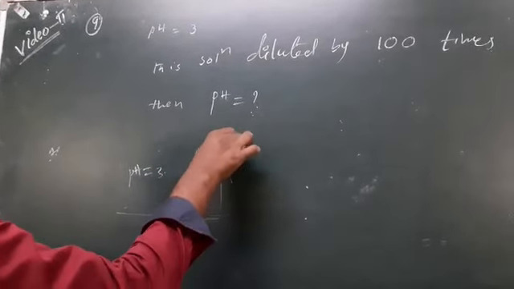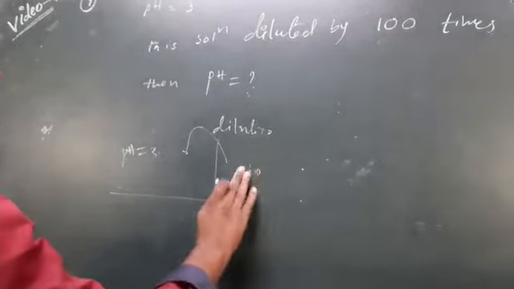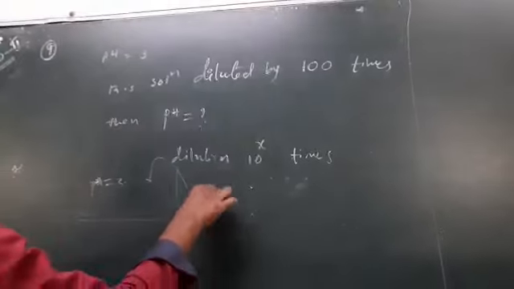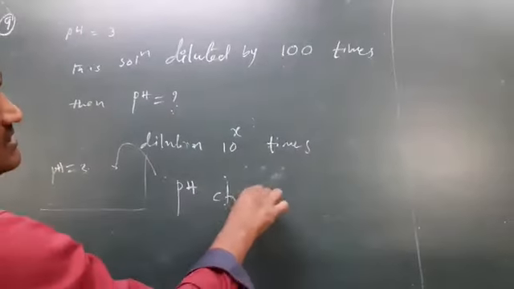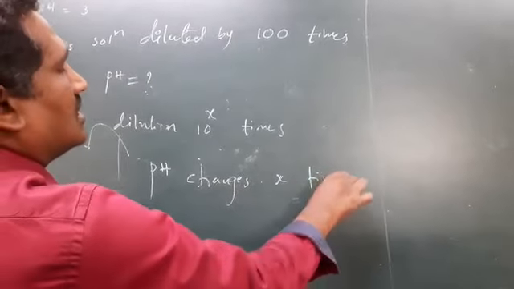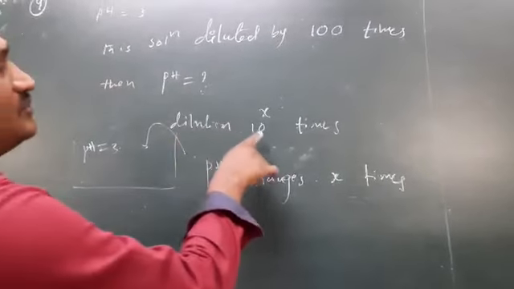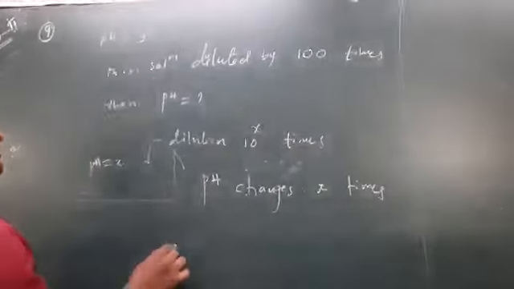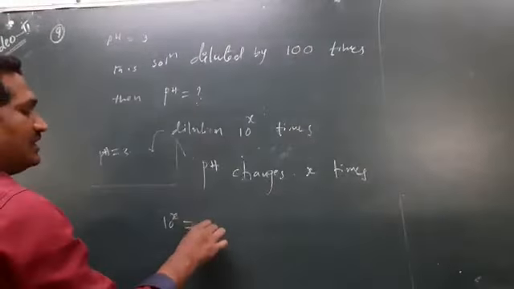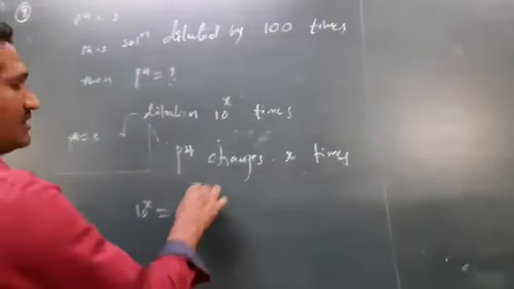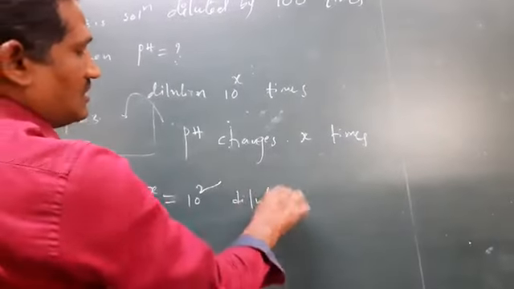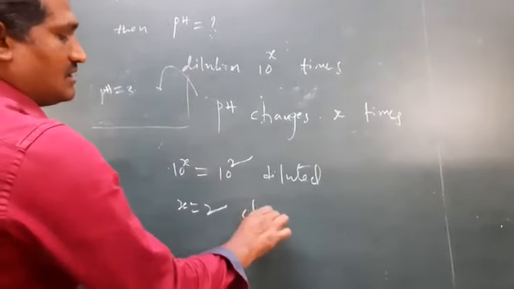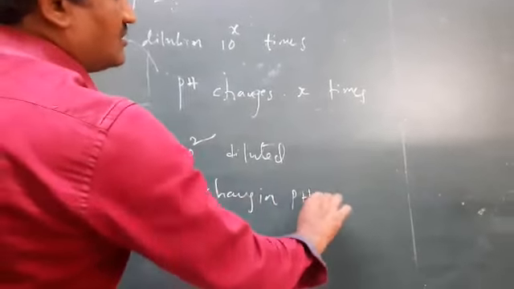Upon dilution of 10 power x times, pH changes x times. Here 100 times dilution means 10 power x equal to 100 times, that is 10 square times, so x equal to 2. So the change in pH is 2 times.